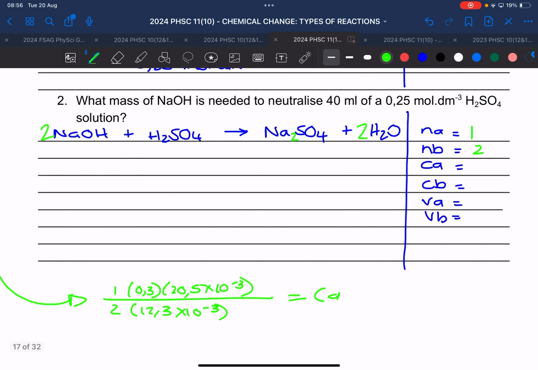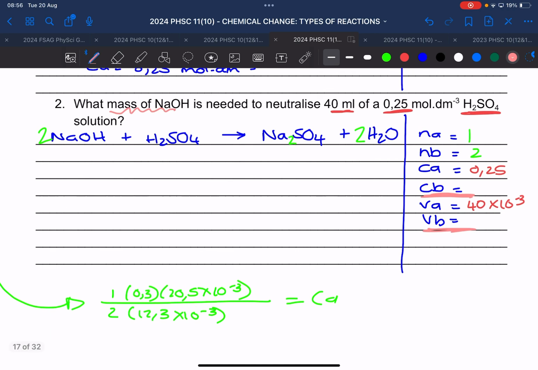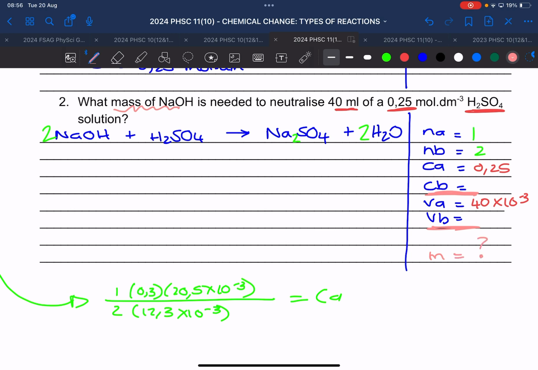Okay, what else do they give us here? They say the volume and the concentration of the acid. The volume of the acid is 40 milliliters. We don't work in milliliters, we work in liters, so times 10 to the power -3. And the concentration of the acid is 0.25. Now you see they did not give us any information regarding the concentration of the base or the volume of the base. They actually ask for the mass of the base. That is what they ask.